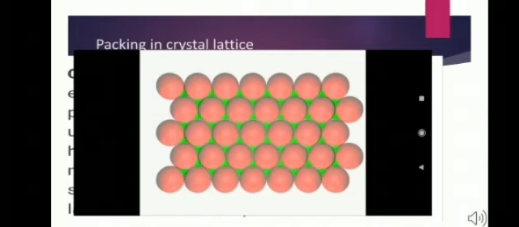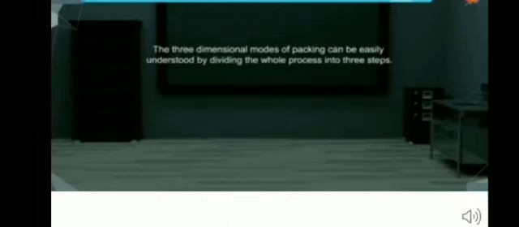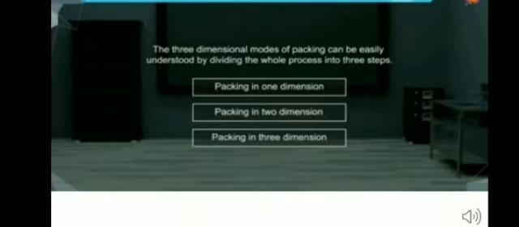Now we shall try to understand the close packing of spheres in space, leaving minimum vacant spaces. The three-dimensional mode of packing can be easily understood by dividing the whole process into 3 steps.